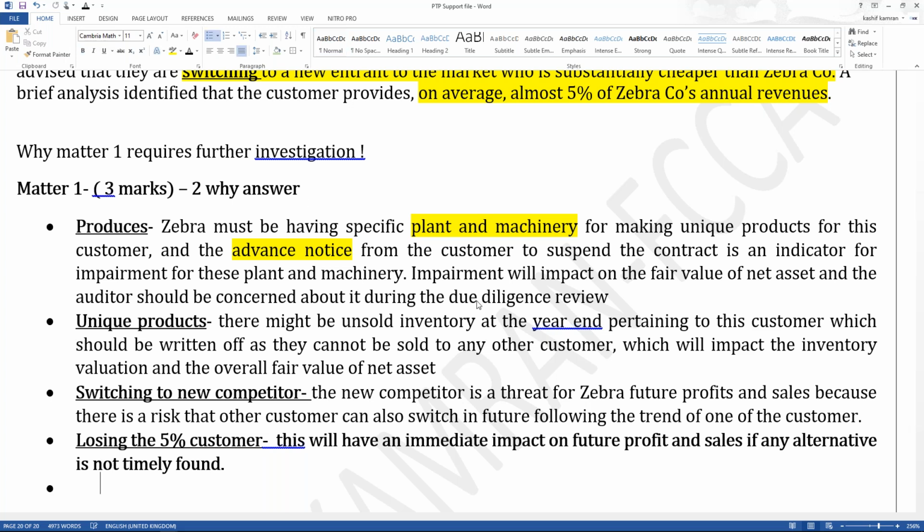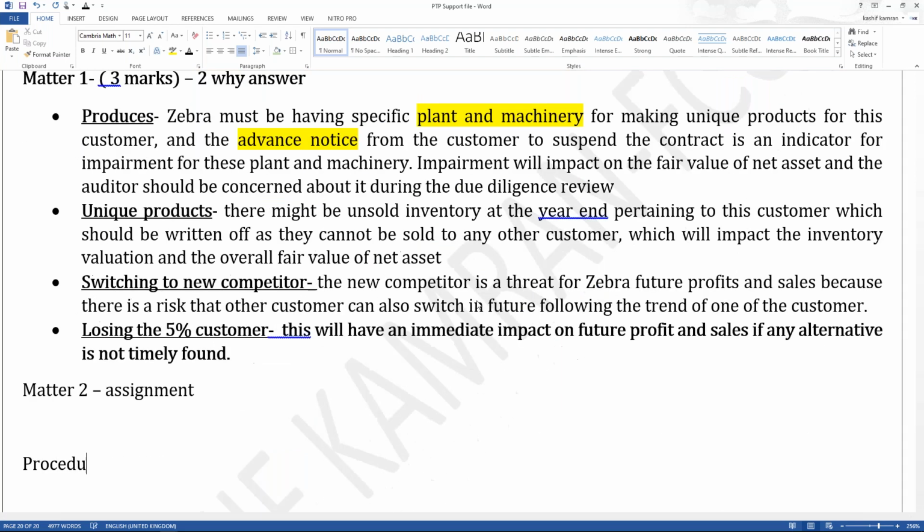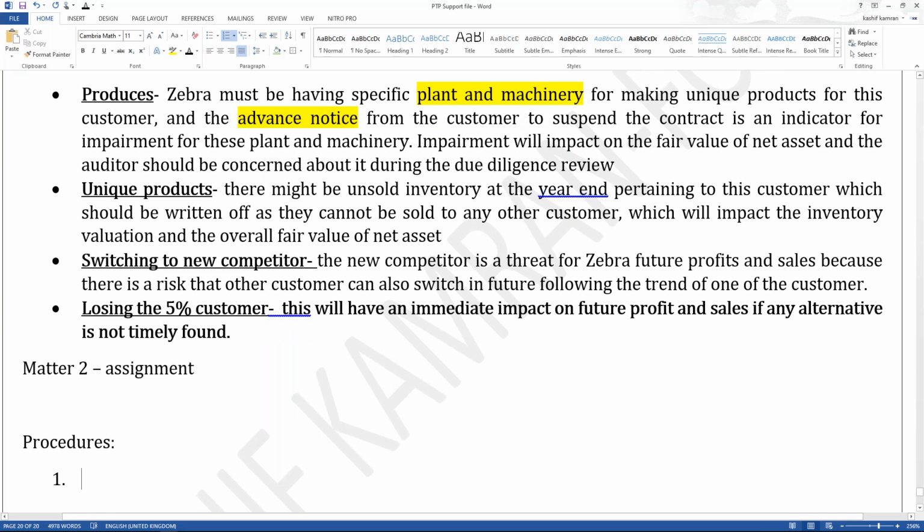So will you be continuing with matter 2 yourself? Matter 2, in the same way, that is your assignment. Do it yourself and reconcile, correct? Okay, procedures. Now, so many procedures can come out. We just had matter number 1. And for matter number 1, can I write procedures? The first, should I discuss with management whether they have performed the impairment review for the plant and machinery or not? Because that was my concern factor. So can I convert that to my procedure?